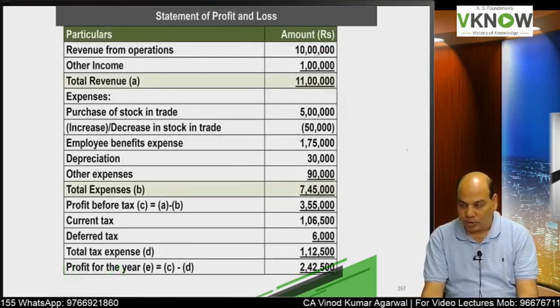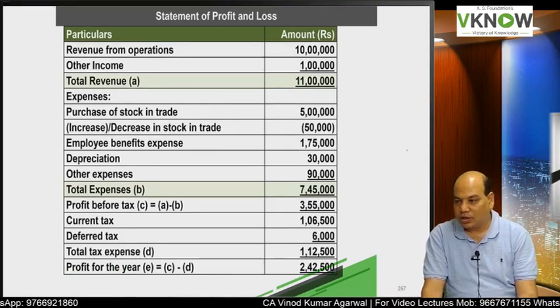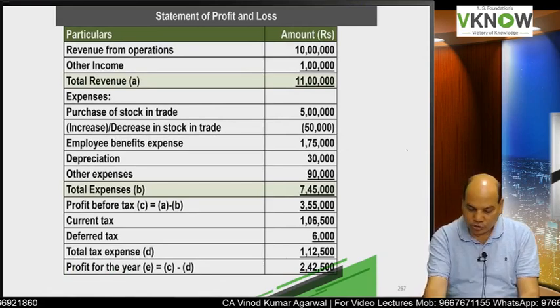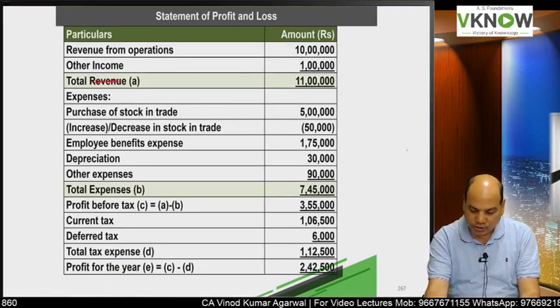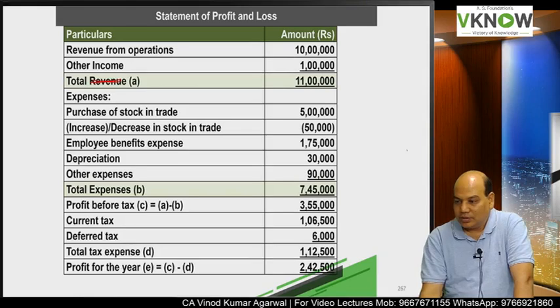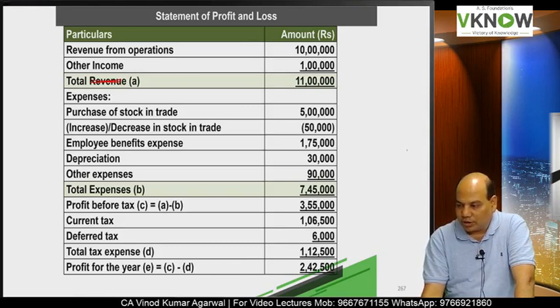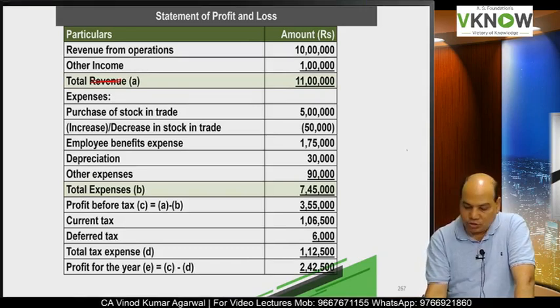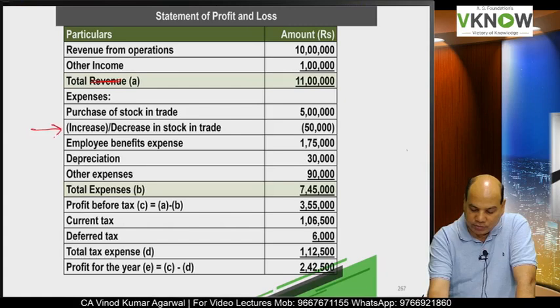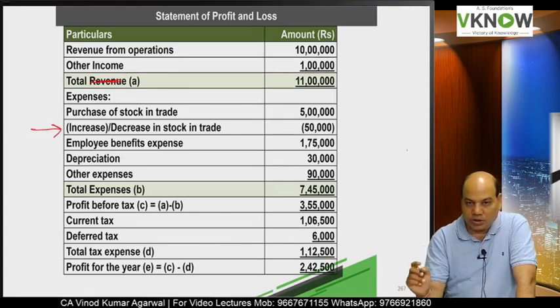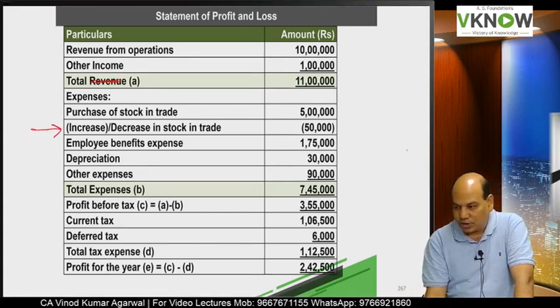So this is the statement of profit and loss. Revenue from operations, other revenue, other income, total revenue. It should be total income. Just correct it. Total income. Expenses. So this is a good question for exam purpose. Purchase of stock in trade. Increase or decrease in stock is given here. So if there is any adjustment in the stock, you can adjust this item.